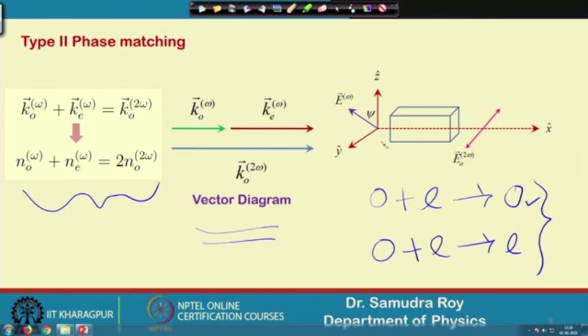So, we will start from this launch electric field, but the second harmonic field will change its polarization state, and the ordinary wave will vibrate in y direction. So, this is a schematic figure to show how the second harmonic will be generated in lithium niobate crystal, where type 1 and type 2 phase matchings are there together.